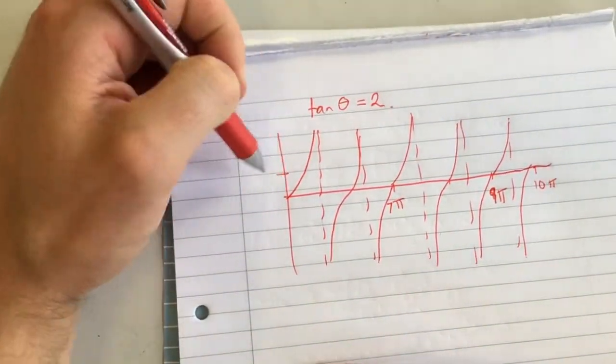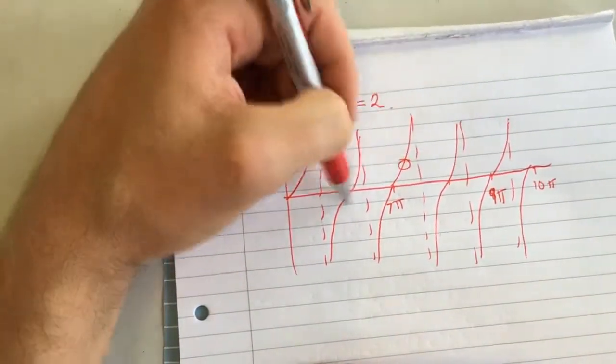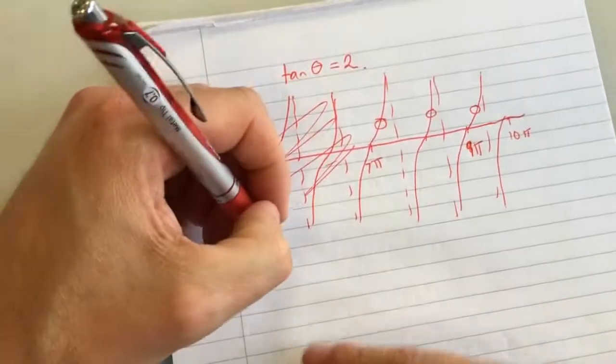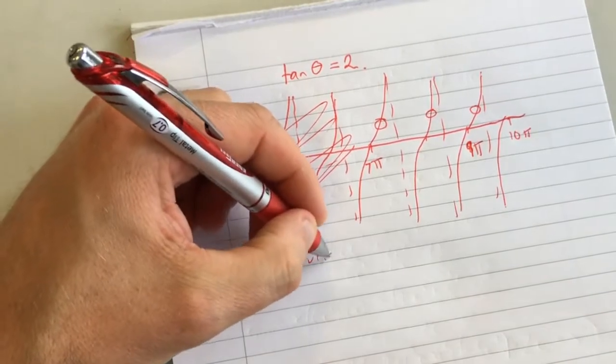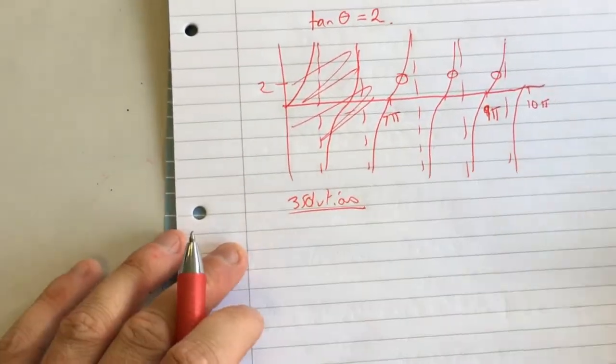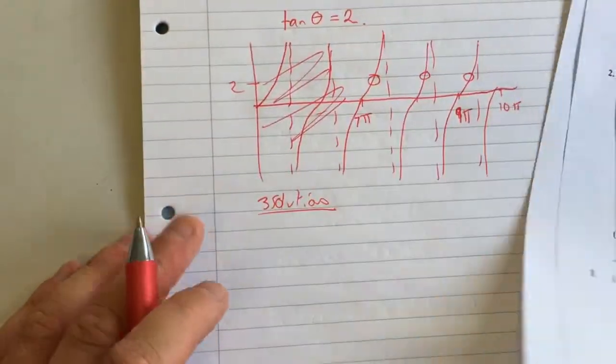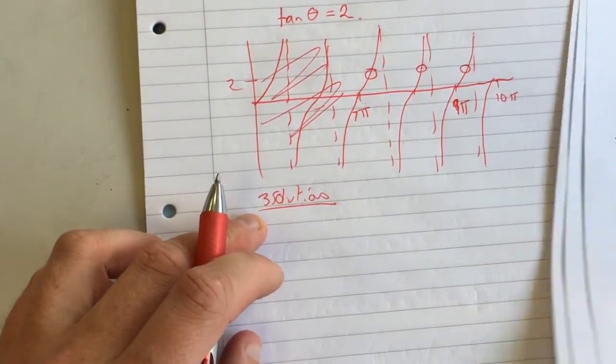So how many times is this equal to? If 2's there, we got 1, let's get rid of this. 1 there, 2 there, 3 there, so 3 solutions. That's all it's asking for. It doesn't care what they are, it just wants to know how many solutions. So 3 solutions for them.